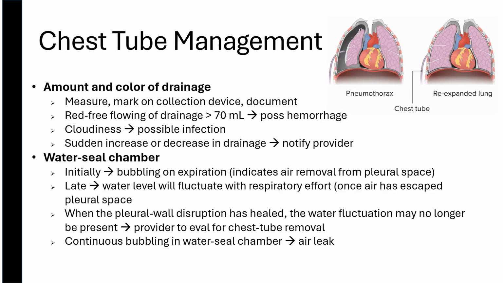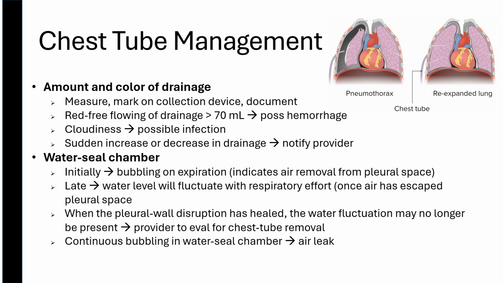So when you are assessing your chest tube drainage system, you want to measure and mark, like I said, and document that. You want to assess what color and consistency. If you have a lot of red free-flowing drainage, more than 70 mLs an hour, that could indicate possible hemorrhage. If it's cloudy fluid, like it's not clear, that can be infection. And if you have a sudden increase or decrease, then you want to make sure you tell the doctor, because usually abrupt changes are not normal.